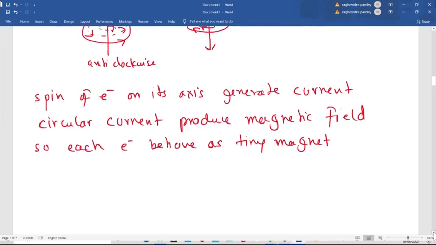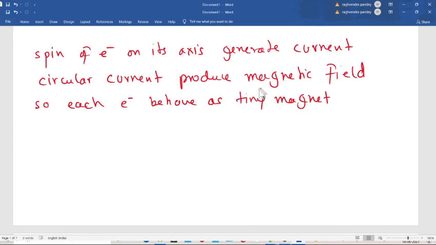But okay, here the problem comes. Here the problem comes because each and every magnet has a north and south pole. Magnet has a north pole and a south pole because it is a bar. Every magnet has north and south pole.